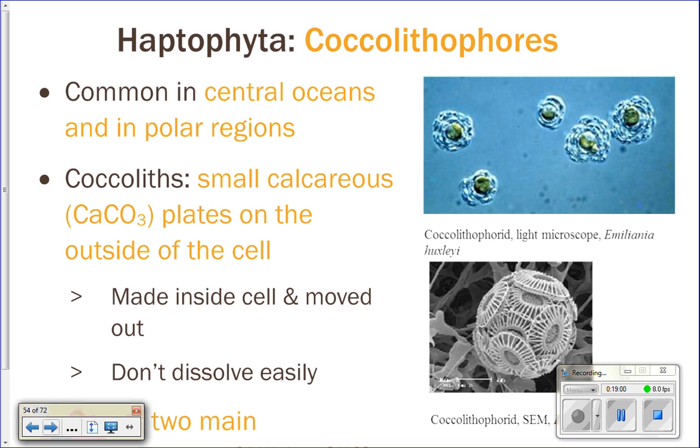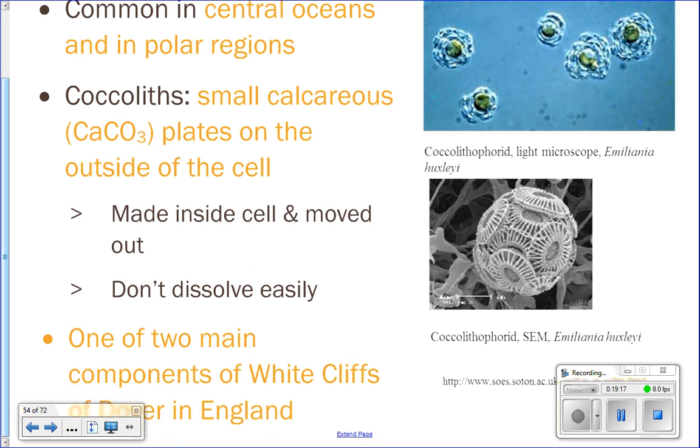Haptophyta. Haptophyta are coccolithophores. They are central in central parts of the ocean and in polar regions. They're called coccolithophores because they make these little things called coccoliths. They are these little plates right here. Each of those little things is called a coccolith. It's made of calcium carbonate, limestone, like chalk. They form these little coccoliths inside their single cell, and then they push them to the outside of their cell and form the cell wall surrounding them.